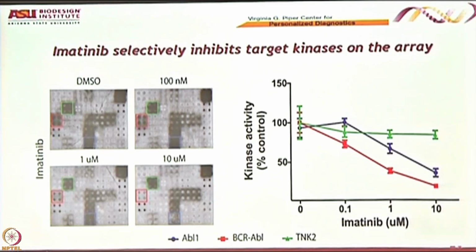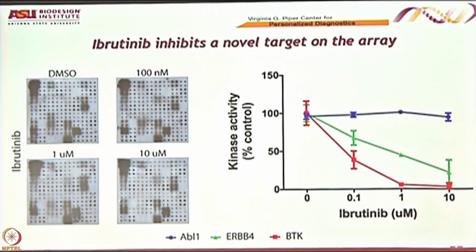So we did a number of studies like this to convince ourselves that the array platform was behaving as we expected. And then we decided, now can we discover something new with that? And so we started treating the array with other kinase inhibitors. And what we looked for in particular was, were these kinase inhibitors ever hitting a kinase that we didn't expect them to hit? And one of the first ones that Fernanda found was this one. So ibrutinib is a drug that's used to treat an enzyme called BTK, or Bruton's tyrosine kinase.